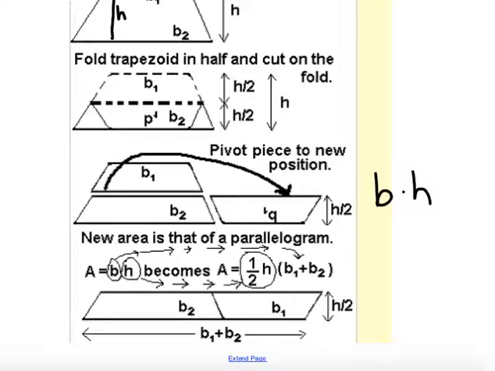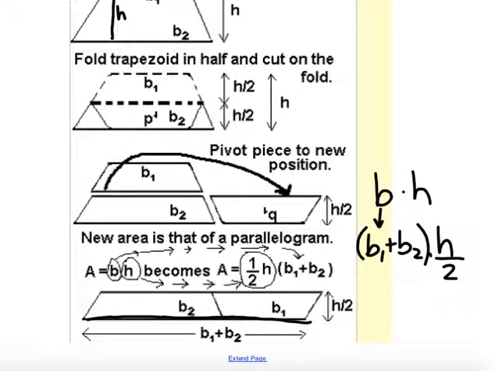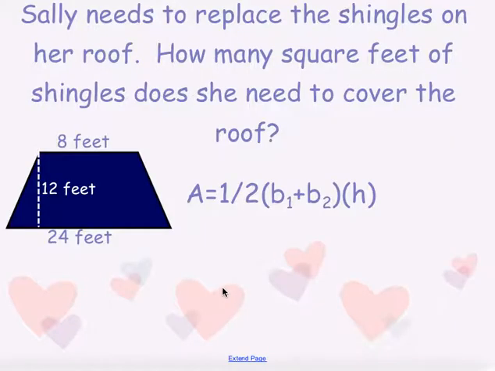But in this case, our base is actually this whole base 1 plus base 2. So our base right here is base 1 plus base 2. And our height is actually only half of our original height. So we would say that's height divided by 2. And that's exactly where we get our trapezoid formula. We say we have base 1 plus base 2 times height divided by 2. So that when we look at our trapezoid, we can try it and plug in some different numbers.